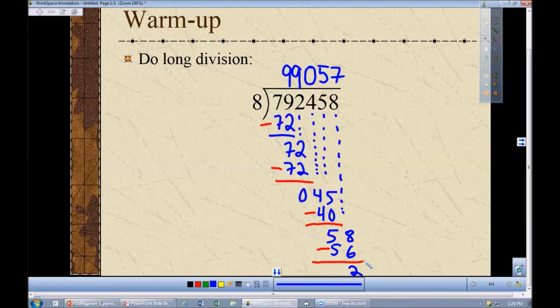I don't have any more numbers to bring down here. So what do I do after this? Well, let's see. I know there were a few different options. Once I learned about decimals, I learned I could put a dot here and a decimal and then some zeros, and I could just keep going, bringing more digits down here.